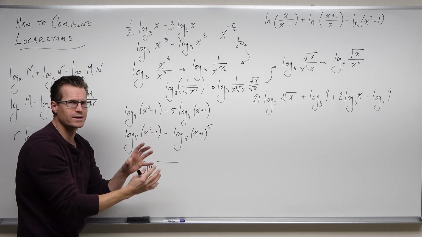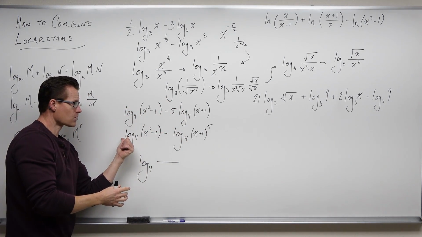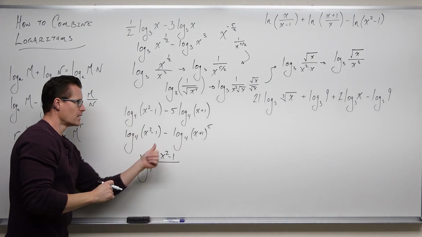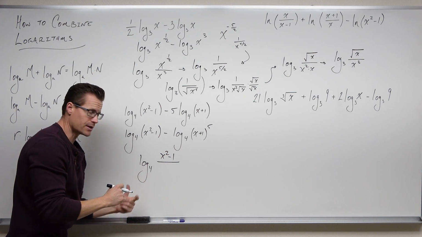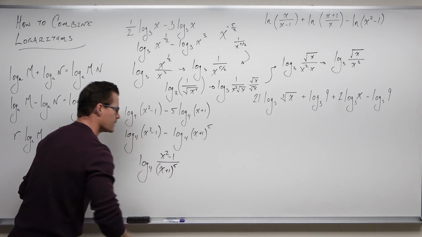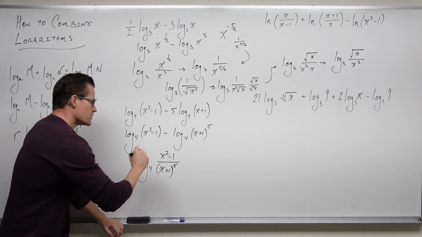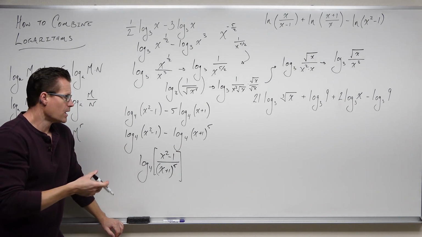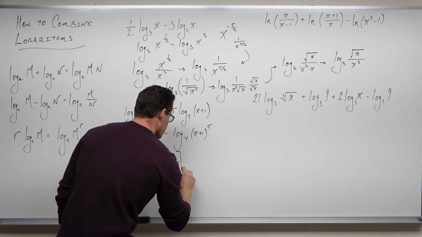You should do this all in one step. Don't do it like 5 different steps. Do it all at once. Positive logarithm, that factor goes in the numerator. Minus or negative logarithm, same base, that factor goes on the denominator. And now we have to simplify. So now's the time where we factor and see if anything cancels out. So x squared minus 1 factors as x minus 1 and x plus 1.